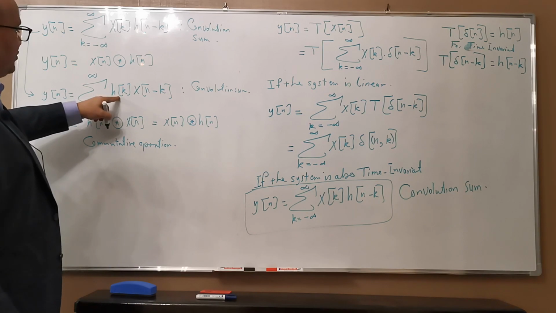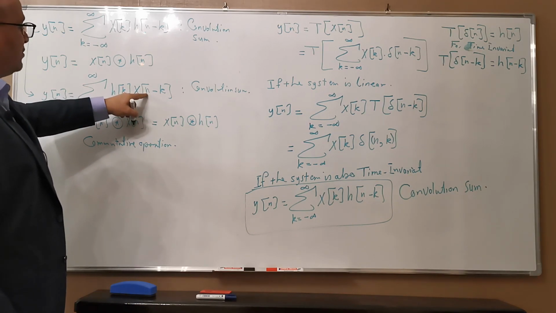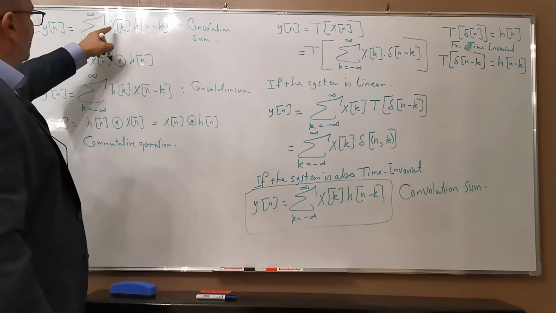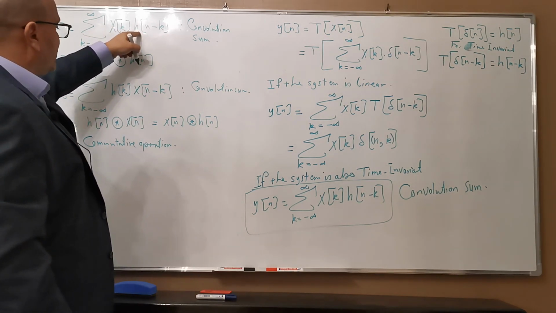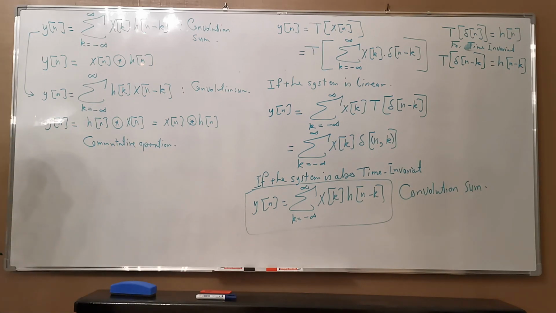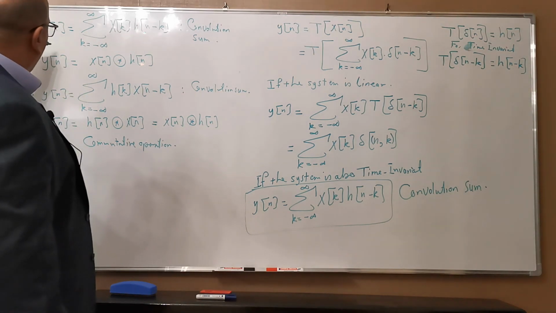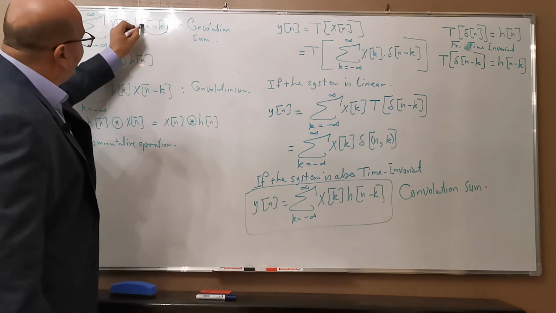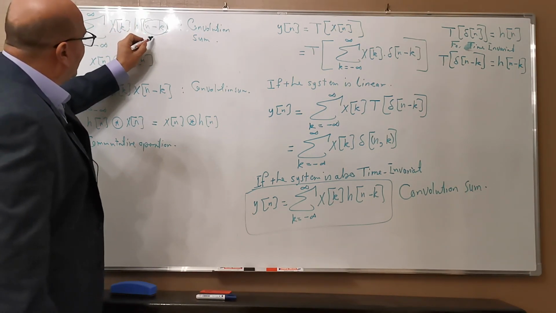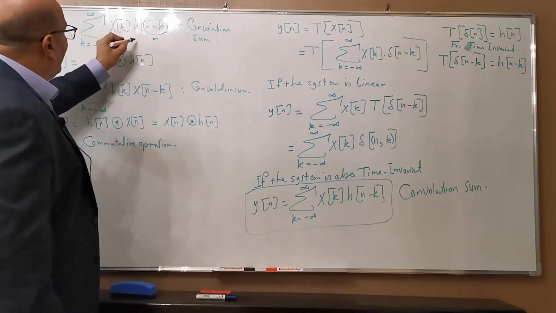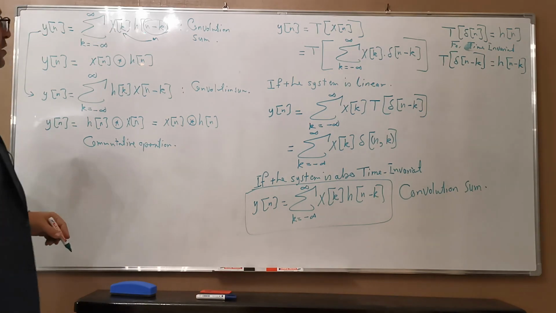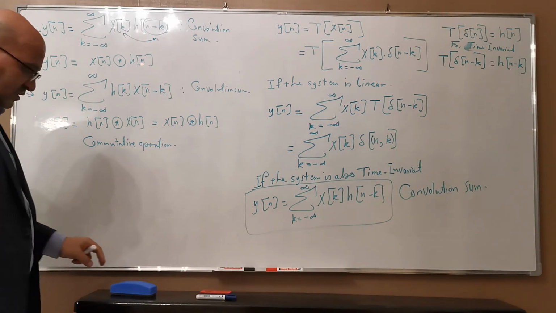You can fix h, fold and shift x, or you can fix x, fold and shift h. So either is okay. How can we move from one form to the other? Just rename the variables, let n minus k equal m, then find m in terms of k, substitute the variables, and you end up with the solution. It's very easy to show.